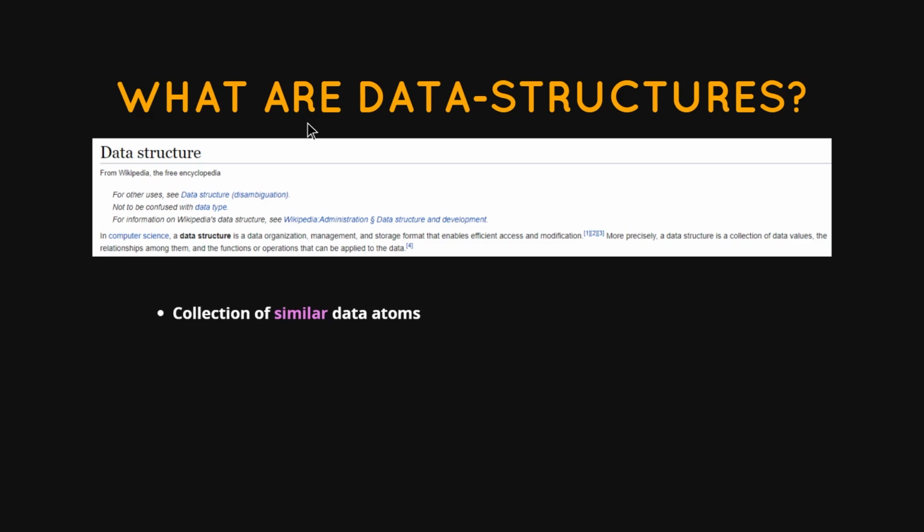I think a data structure is a collection of similar data atoms, and by atoms I mean smaller elements like primitive data types, such as integers, floats, strings or characters. If we put similar atoms of a similar kind into a collection, that is called a data structure. It can be in any format and any shape. It can be linear, it can be a tree structure, it can be circular, whatever.